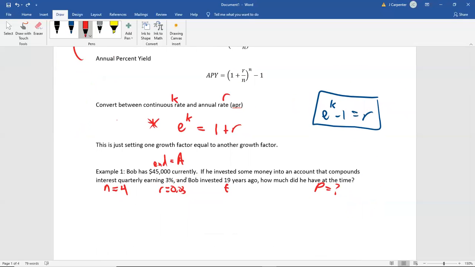Okay, so we're going to put those four numbers into the formula. P equals A over, so that's 45,000.